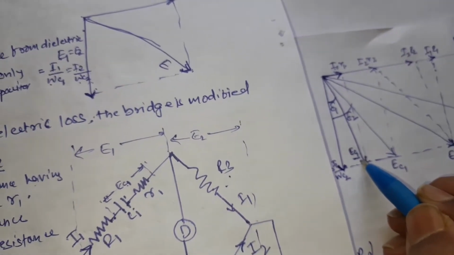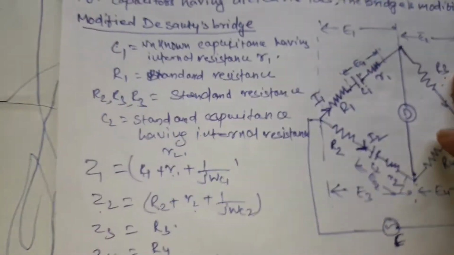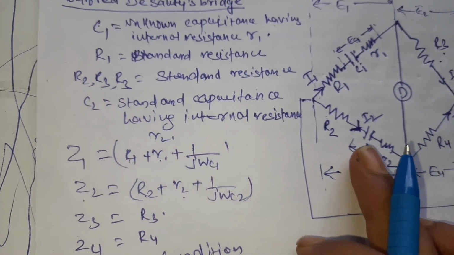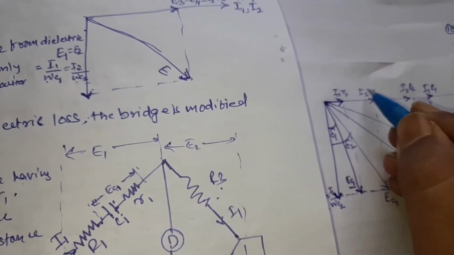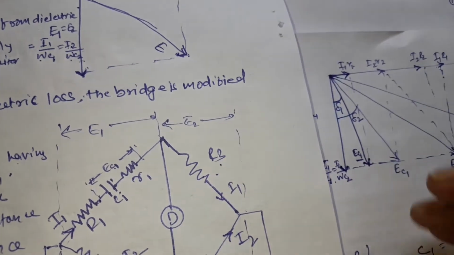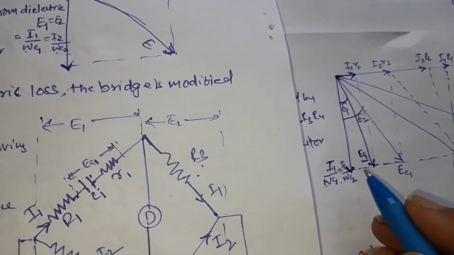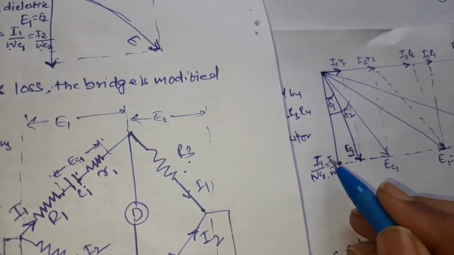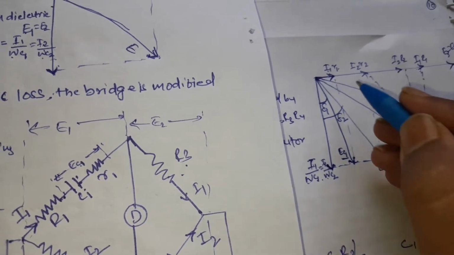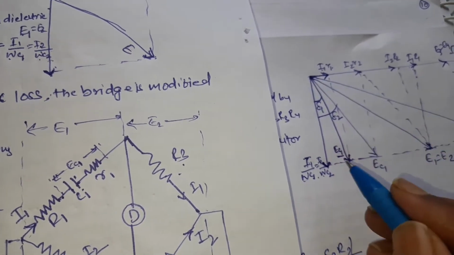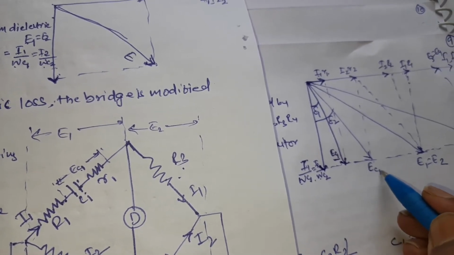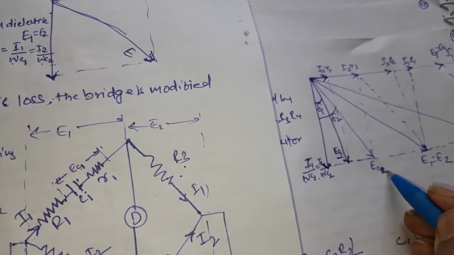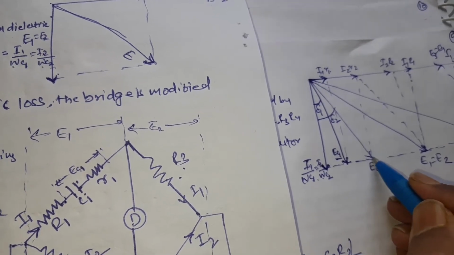Again, for the capacitor C2, suppose this is the voltage drop across internal resistance, I2 into R2, and the voltage drop across capacitor C2 is I2 by j omega C2, and the phasor sum of I2 R2 and I2 by omega C2 is equal to EC2. That means the voltage drop across the capacitor.